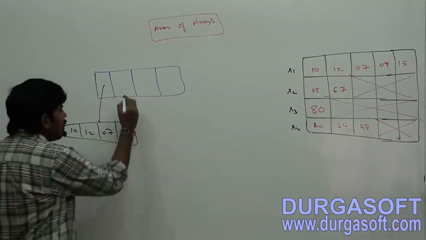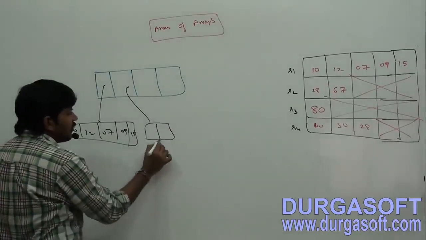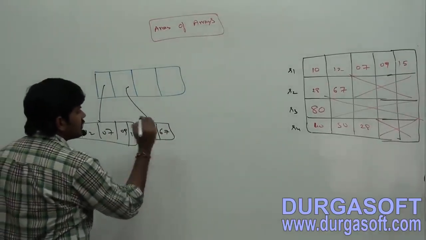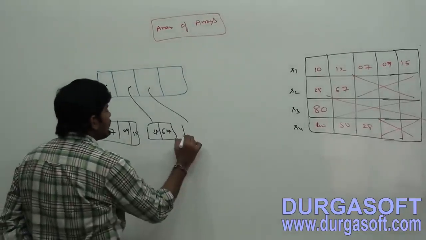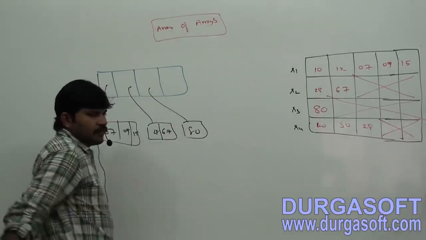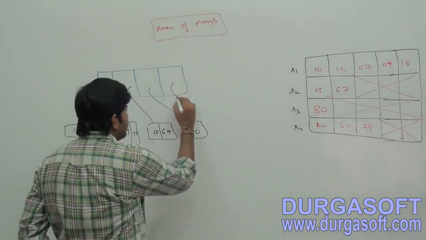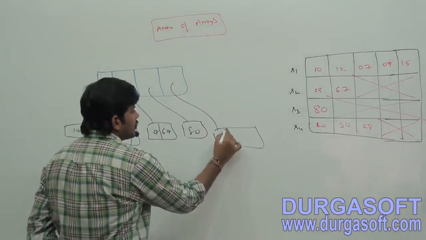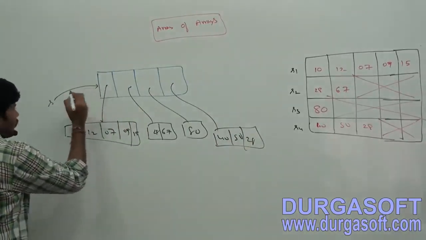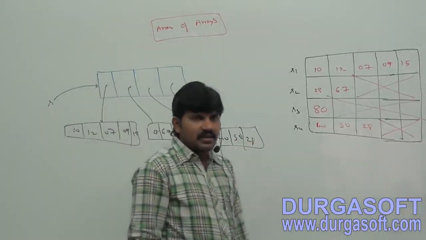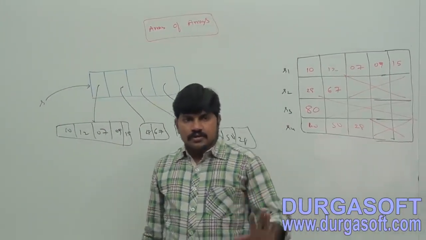How many marks does the second student have? Only 2, so create an array of size 2: 28, 67. The third student has only 1, so create an array of size 1: 80. The fourth student has 3, so create an array of size 3, and S is the reference variable for that. Are you getting that?